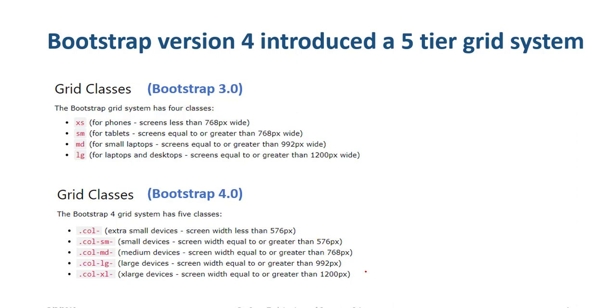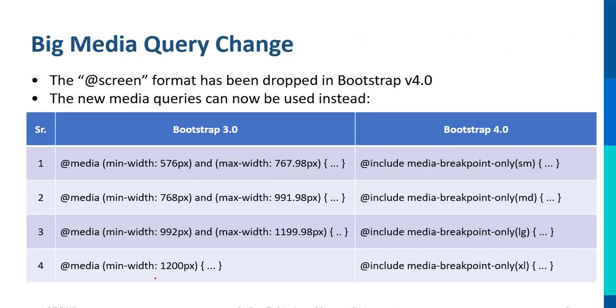Again, Bootstrap 4 introduced a 5-tier grid system, and it has included 5 grid classes instead of 4. Ranging from extra small, small, medium, large, and extra large, which was not there in the previous case. Extra large was not there. So XL has been introduced in Bootstrap 4, and once again I suggest having a clearer concept when we'll be using it practically in the upcoming classes of Bootstrap.